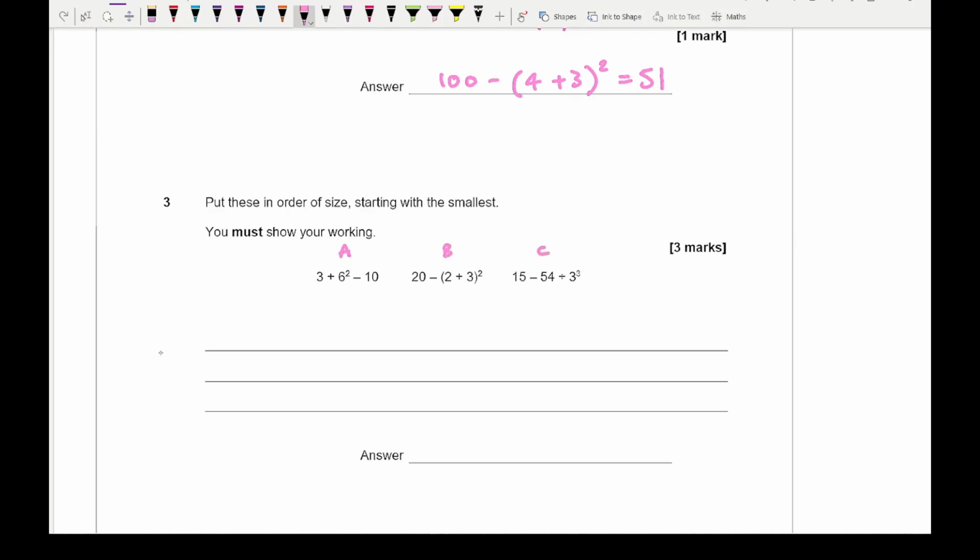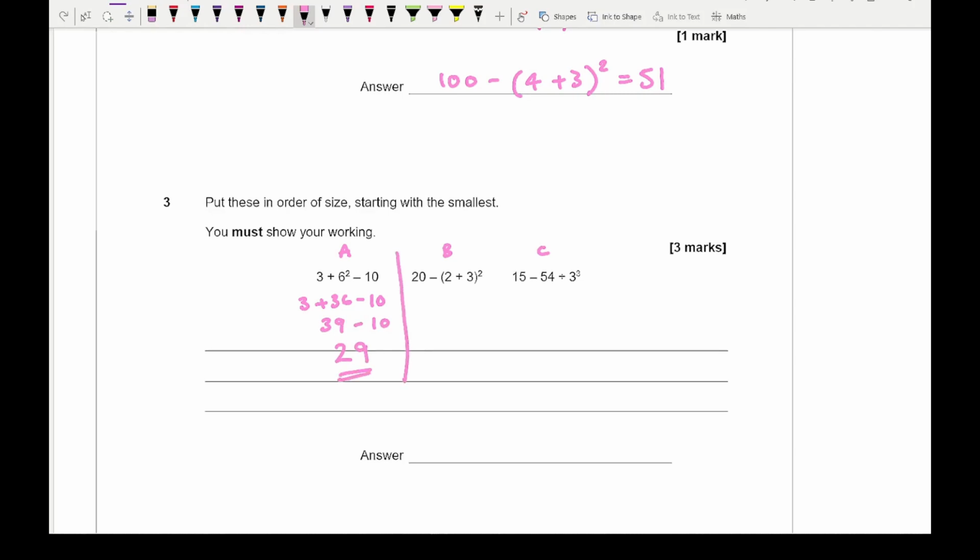So if we work out A first, we've got 3 plus 6 squared, which is 36, take away 10. Now because we've got adding and subtracting, you might think BIDMAS, but we're just going to do that because they're on the same level, adding, subtracting, just like multiplying, dividing. If you've got a combination of those, then you just do the calculation from left to right. So then here we've got 3 plus 36, which is 39. And then we take away the 10, which gives an answer of 29.